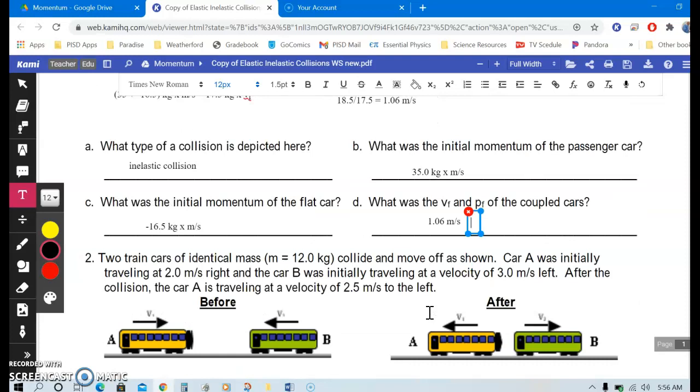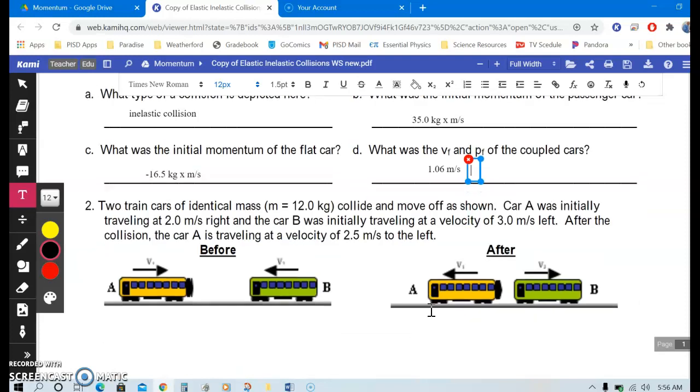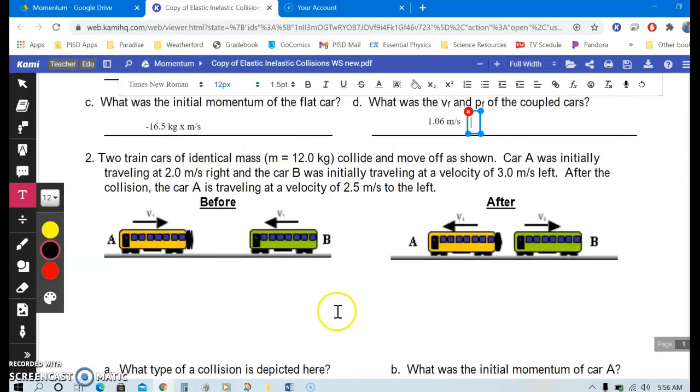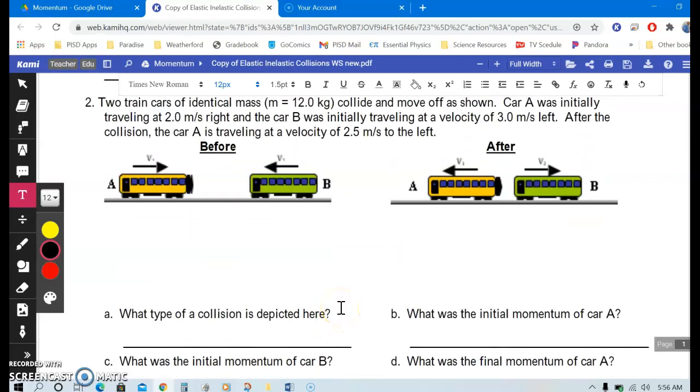All right, okay, now that's an inelastic. So naturally, of course, we're going to give you an elastic one, all right, just so we can do one of each. All right, so you have 2 train cars of identical mass, all right? The mass is equal to 12 kilograms, so they're both 12 kilograms. We know that for both of them, all right?